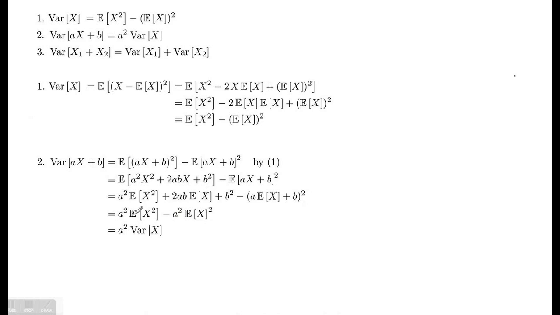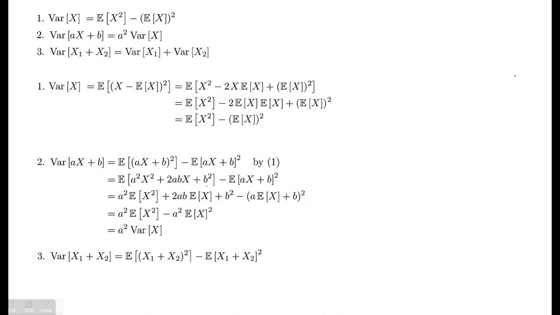the expected value of x squared minus the expected value of x squared, which is, as we defined it in one, or proved in one, just the variance. And that's how we proved number 2.